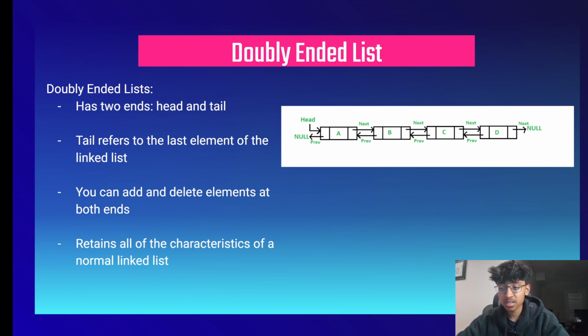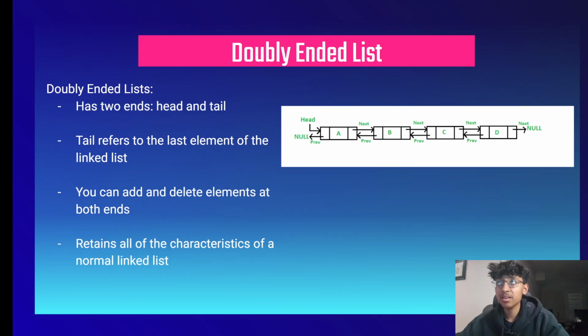Queues require constant time enqueue, or insertion, and dequeue, or deletion, operations, which doubly ended lists support efficiently. Doubly ended lists provide flexibility in managing elements dynamically, improving performance for use cases like caching and task scheduling.